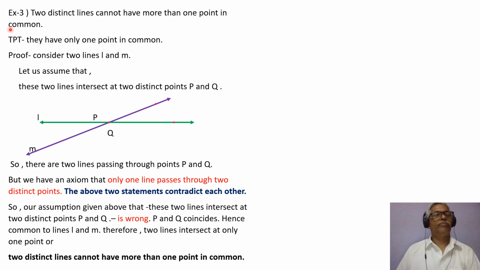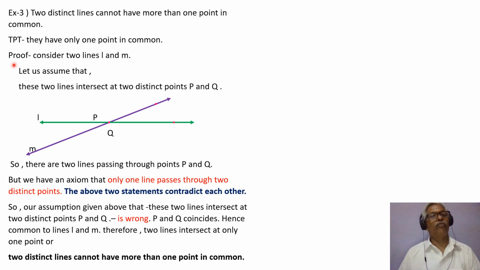And the third one, read this very carefully. This is very tricky. Two distinct lines cannot have more than one point in common. That is to prove that they have only one point in common. We have to prove this.